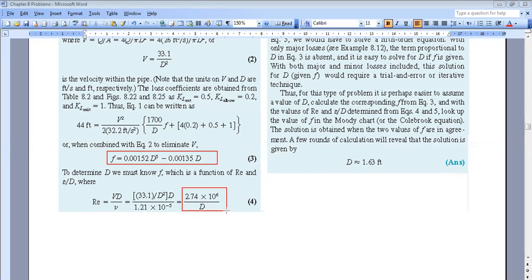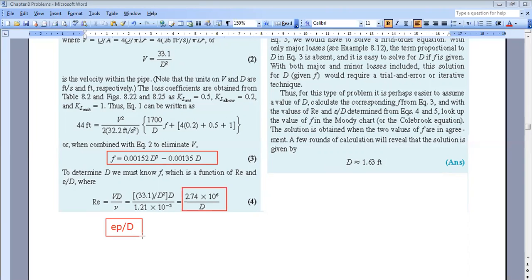And of course, you know from the Moody chart that the important parameter is what? The third parameter is epsilon over D. But also this parameter is a function of D. So this is one of the most complex problems, because I don't know F, I don't know Reynolds, I don't know epsilon over D. Okay, the 3 are unknown. But as you know, whenever I have all my variables unknown, I should do assumptions.